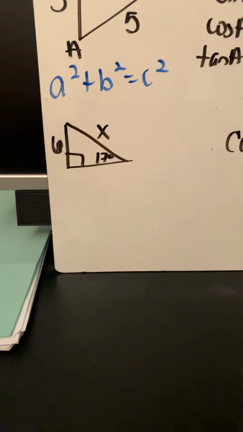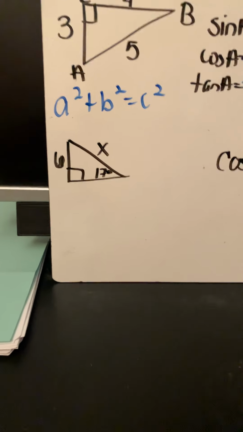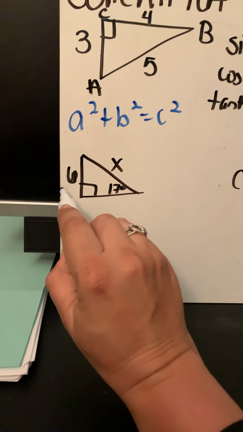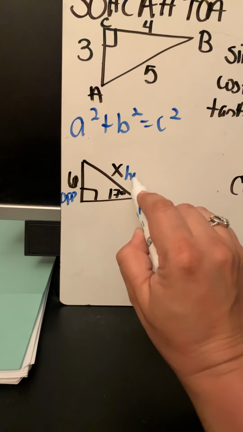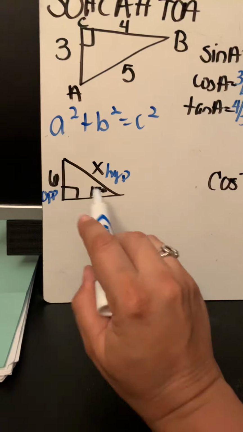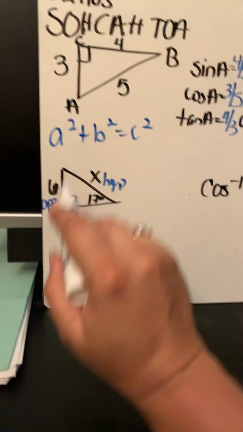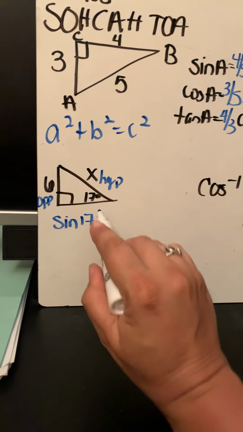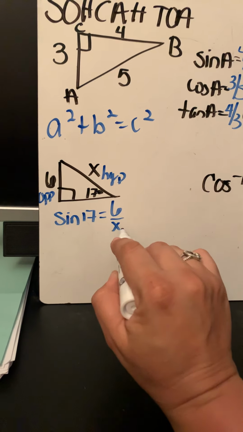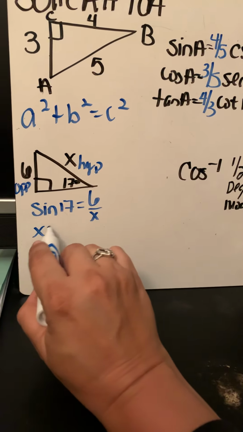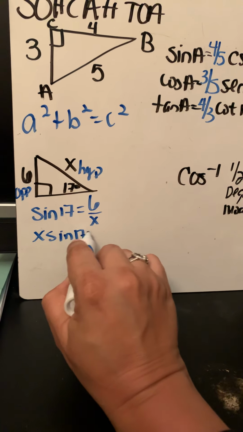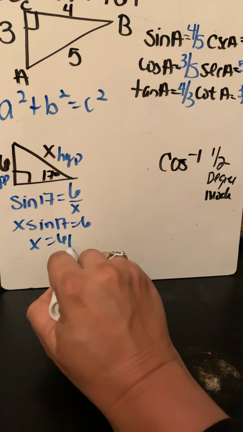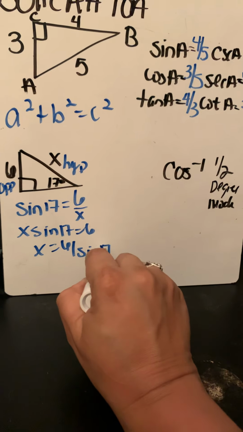So down here you want to find the value of x. So I look where that degree is. I know that this side is opposite of it. I'm trying to find my hypotenuse. So opposite over hypotenuse, sine. So I'd say the sine of 17, which is my theta, equals 6 over x. Cross multiply to solve. X sine 17 equals 6. Divide by sine 17, x equals 6 over sine 17.